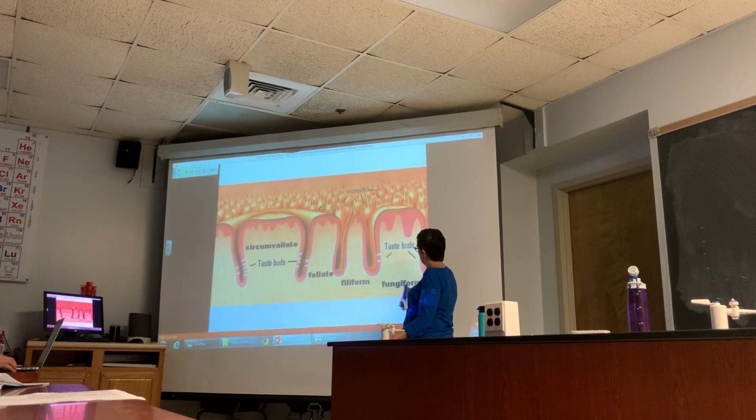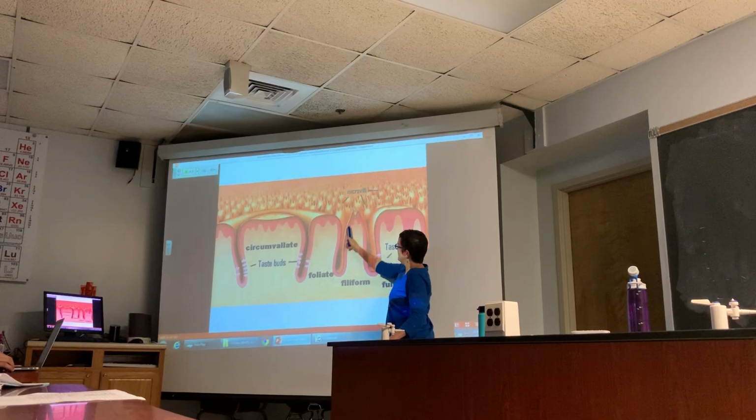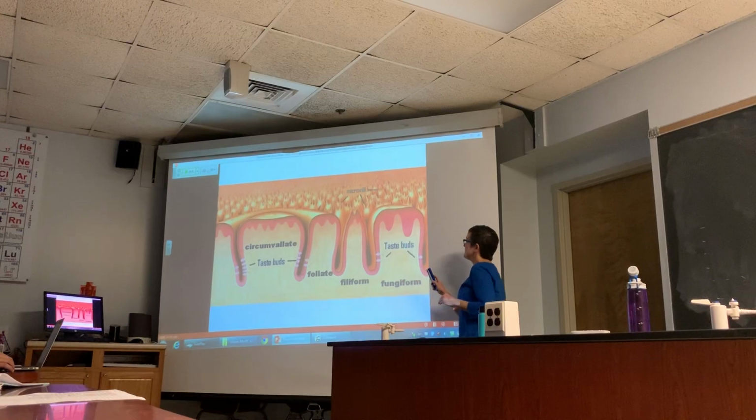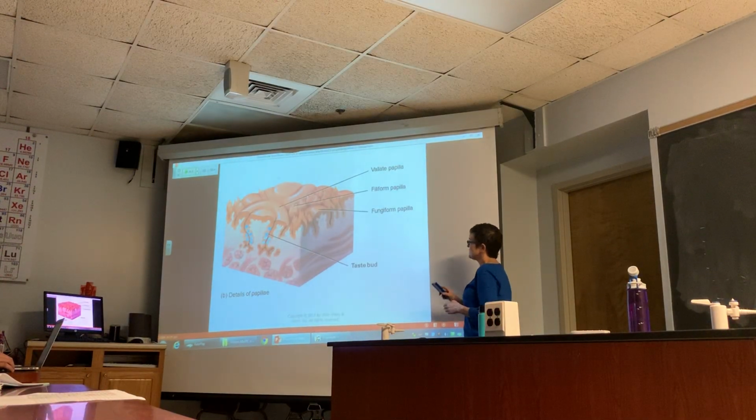Fungiform is kind of broad on top like a mushroom, and it has fewer taste buds than the vallate does. Filiform is thread-like, kind of sticks up, pointy looking. And then here's a picture from your textbook showing the same thing.